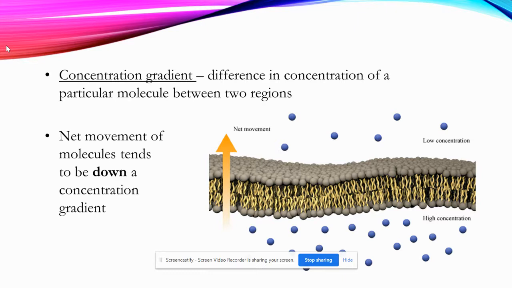So when you put a drop of food coloring into a glass of water, there is a high concentration of food coloring in that initial drop and a low concentration in the water. But because all molecules vibrate, eventually that food coloring will diffuse or move from the high concentration to the low concentration until there's an equal amount of food coloring throughout the water.